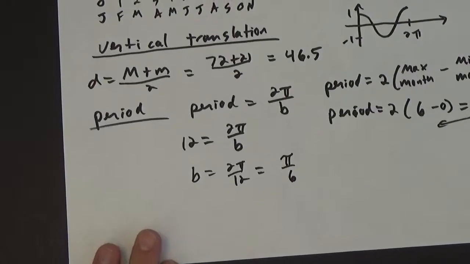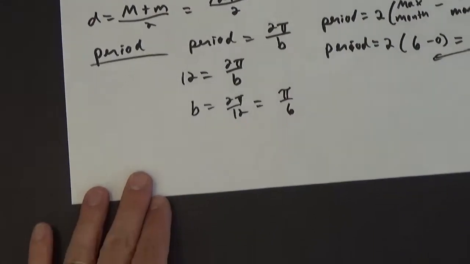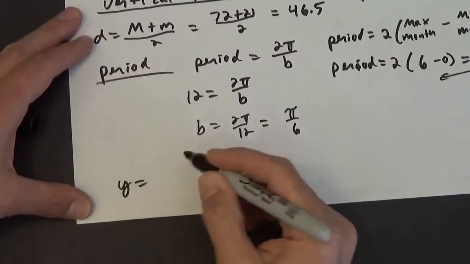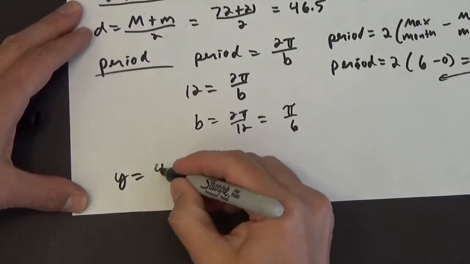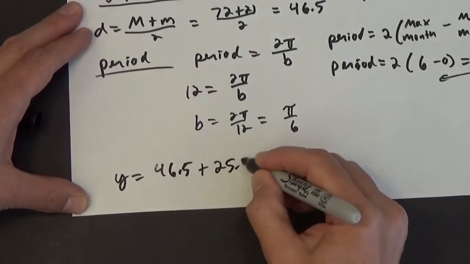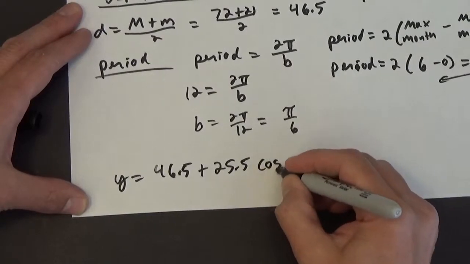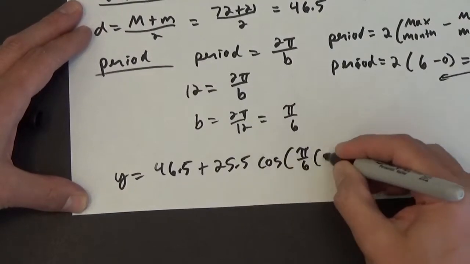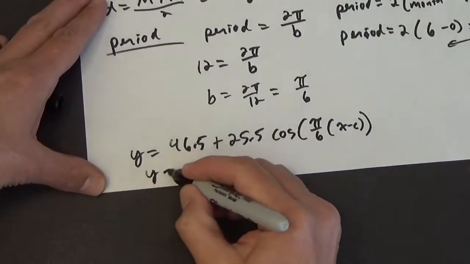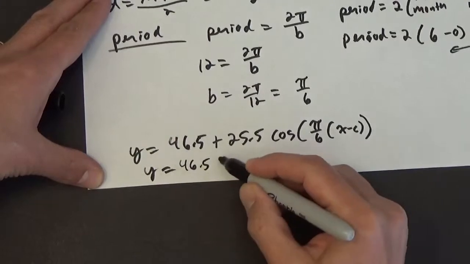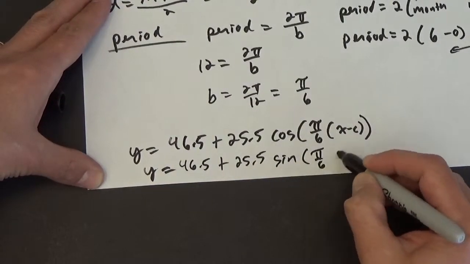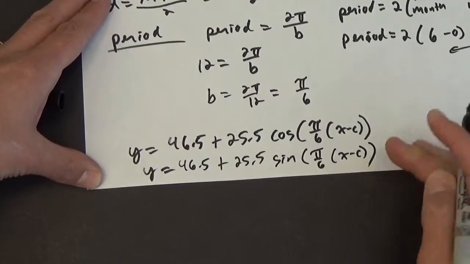So let's take a look at what our current trig function is going to look like. And again, we have two choices. We can either write y equals, so d is 46.5 plus 25.5 times the cosine of pi over 6 times x minus c. Or it could be y equals 46.5 plus 25.5 times the sine of pi over 6 times x minus c.